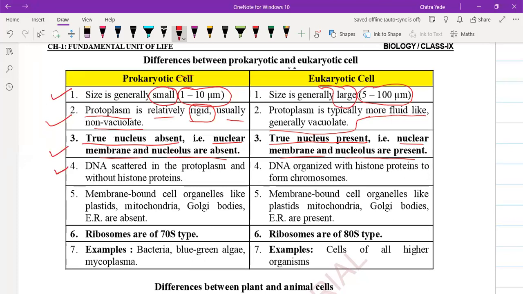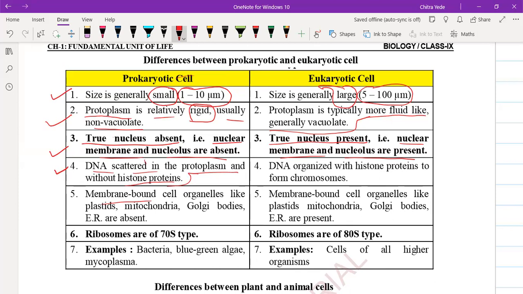DNA scattered in the protoplasm and without histone proteins. DNA organized with histone proteins to form chromosomes. Yes. So, membrane bound, no. Yeah, DNA scattered in protoplasm. So, whatever DNA material is there is distributed throughout the cell, and without histone protein. There is no histone protein present in the case of prokaryotic DNA.